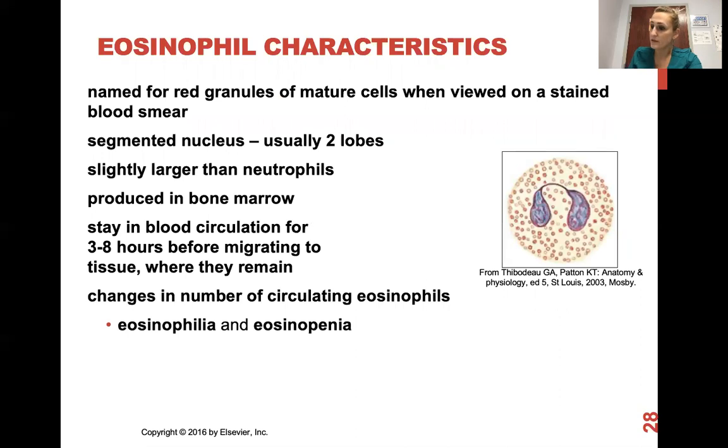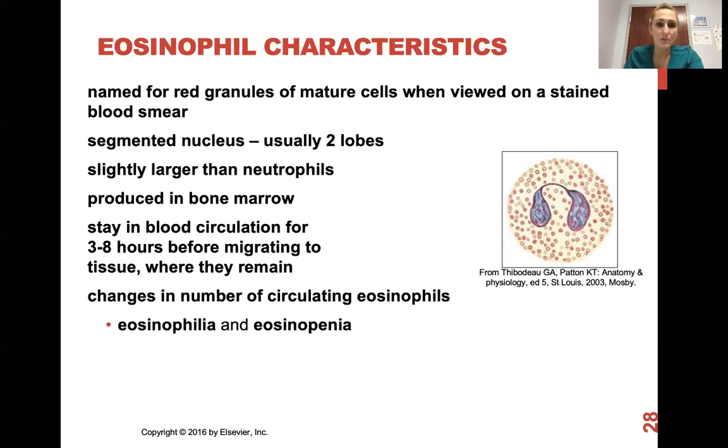Now, eosinophils are only 1 to 6% of total white blood cell count, so they're pretty rare in the peripheral blood smear. They're named for the red granules of mature cells when they're stained. So when you stain a blood smear and you find an eosinophil, you should be able to see the granules like you can see in this picture, and they do give off a pink to red hint of coloring. They do typically have a segmented nucleus, usually about 2 lobes, but really you can't go off of the lobes to decipher between a neutrophil and an eosinophil. They're typically slightly larger than a neutrophil, but that doesn't really help you if you don't have a neutrophil right next to it to compare.